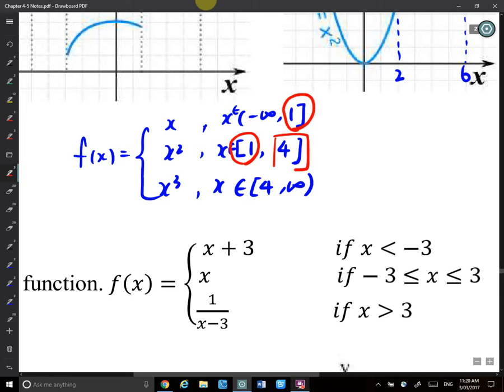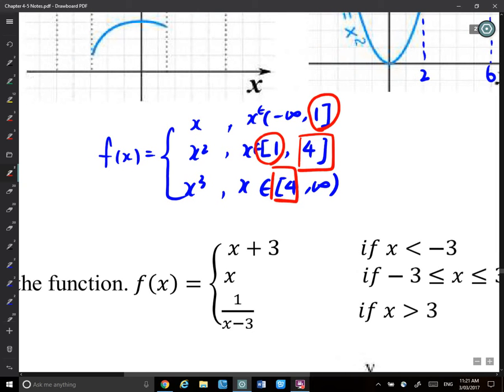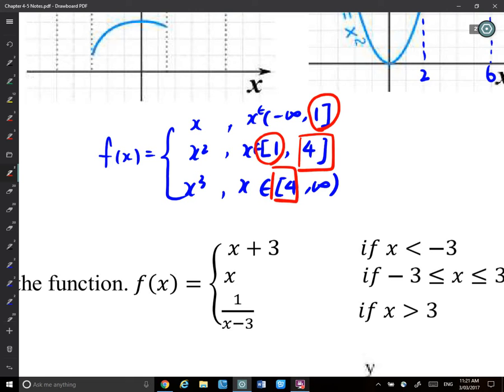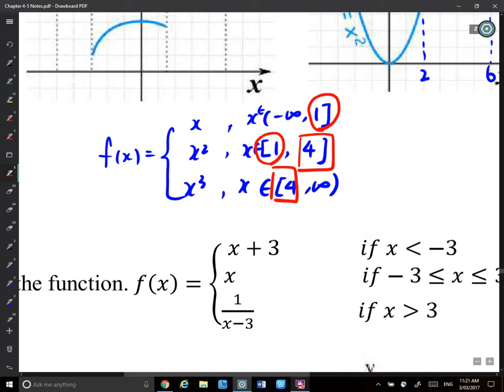And this 4 is included in the second one, but it's also included in the third one. That's not going to work either. Each x value can only be included once in the whole piecewise function. If you include the 4 in the second one, you cannot include it in the third one anymore. So that must become a round bracket.